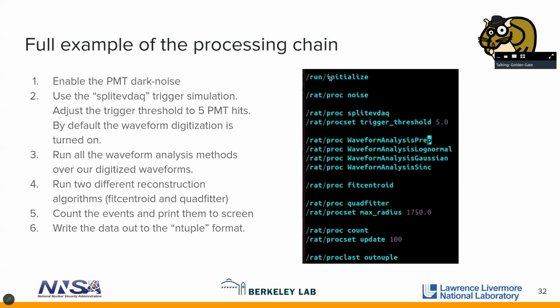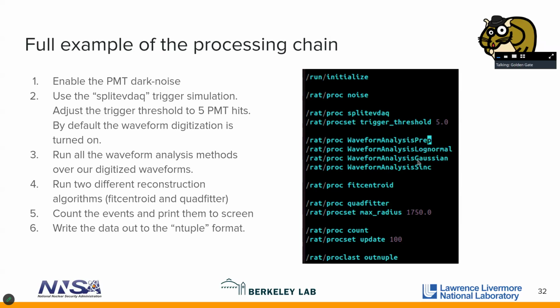So again, a full processor chain, which starts with run initialize. You enable the PMT dark noise. You run some data acquisition. So this could be the force trigger or the split EVDAQ. You want to ensure that the digitization is turned on, which it is by default. You run your waveform analysis, which you can include all four of these. They'll all produce information written to the digit PMTs separately. Nothing will get overwritten, so you can run them all together.